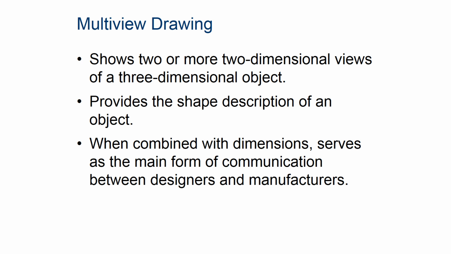It shows the shape of the object, and then if you put dimensions on it, it shows the size of the object. And if you put notes on top of that, it then can show the material of the object. And with those three things, the shape, the size, and the material, you can have that made anywhere in the world. And this multi-view drawing is the main form of communication between the engineers, designers, and manufacturers.